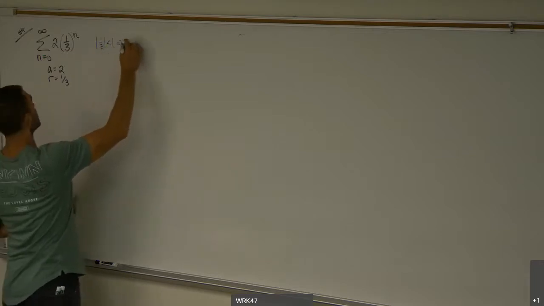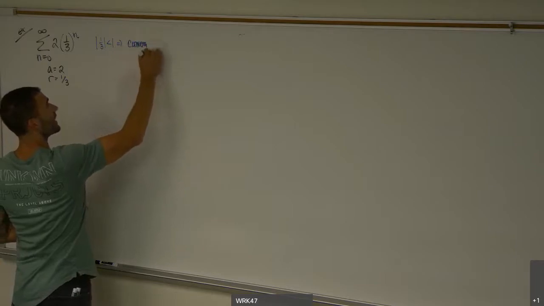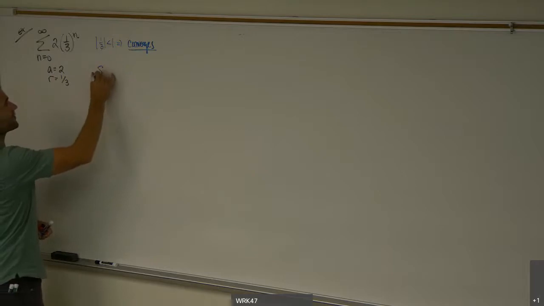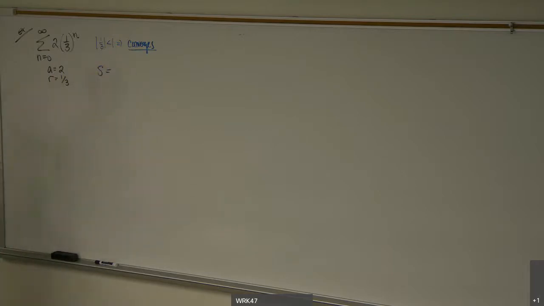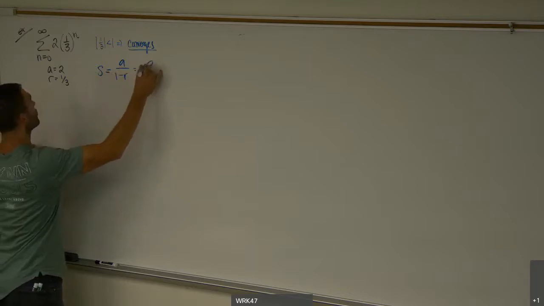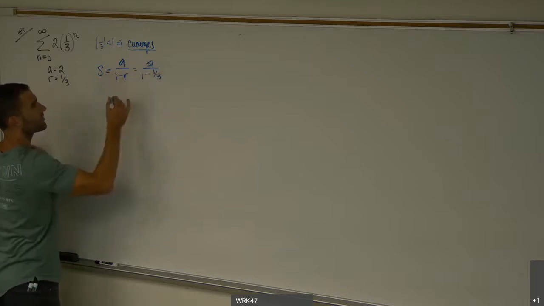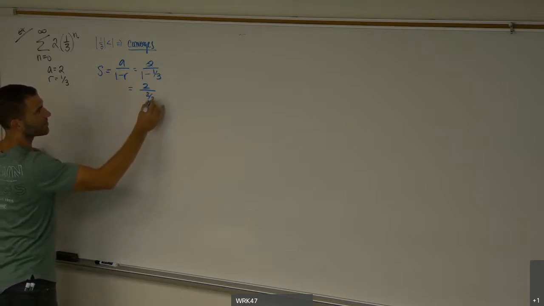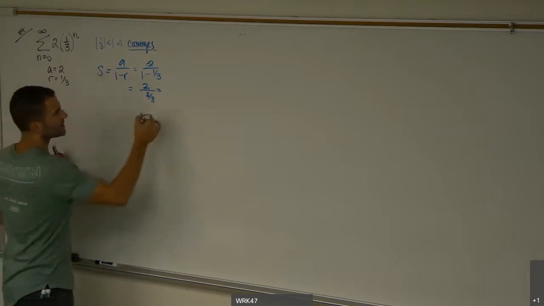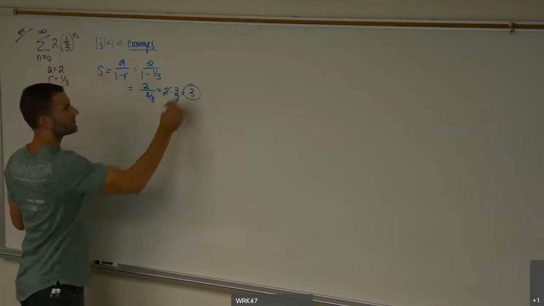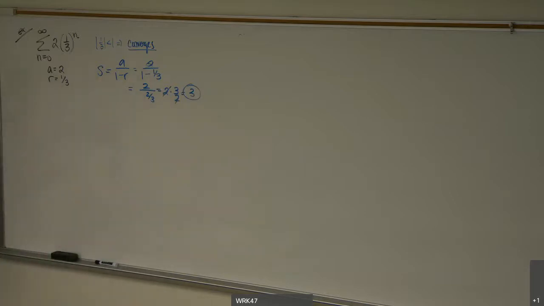So this implies that the series converges, so we will get a finite answer. What is my solution? We actually have a very explicit formula. We don't even need to take a limit. It's a over 1 minus r. So it's 2 over 1 minus 1/3. So 2 over 1 minus 1/3 is 2 over 2/3. Multiplying by the reciprocal, we get 2 times 3/2, which is 3. So this series converges and the sum is 3.